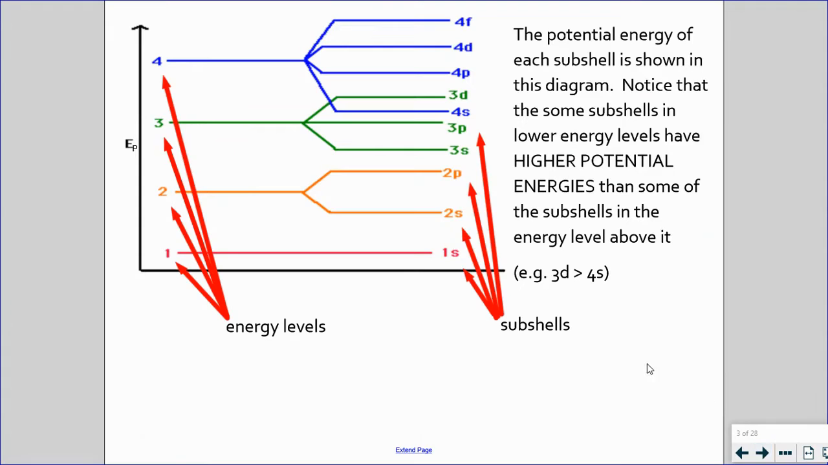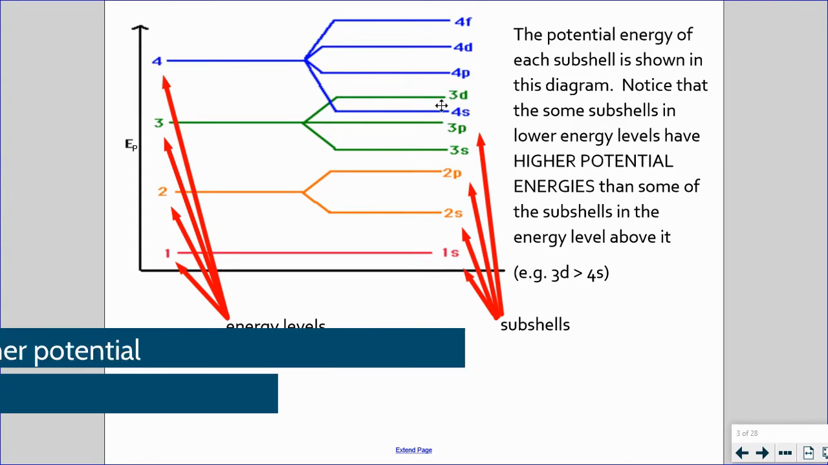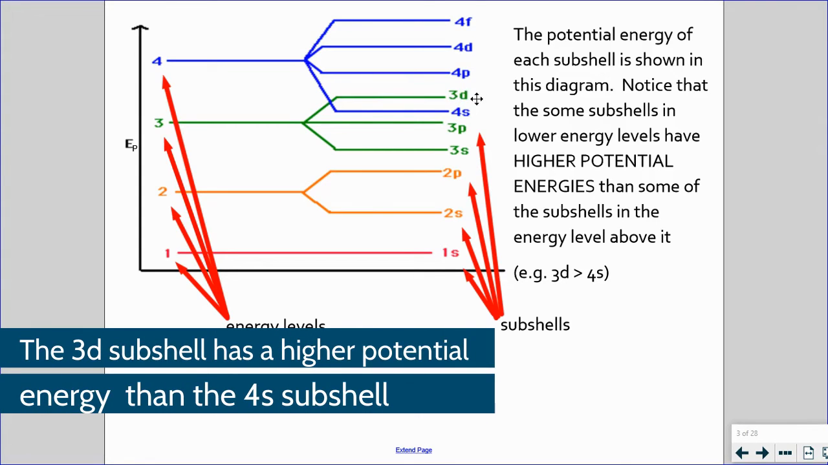Well, actually, it shouldn't. Each energy level can be divided into subshells. So the number of subshells for each energy level corresponds to what number the energy level is. So energy level 1 has 1 subshell, energy level 2 has 2 subshells, and energy level 3 has 3 subshells, and so on. These subshells have different potential energies, and as you can see, some of the potential energies overlap. So the 3d subshell has a higher potential energy than the 4s subshell.